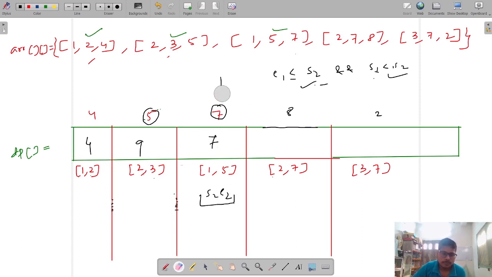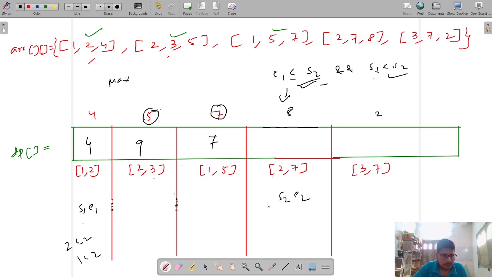Now let's solve this one. This is my S2 E2, this is my S1 E1. So 2 is less equal to 2, right? This condition is satisfied. 1 is less than 2, condition satisfied. So these two are non-overlapping, right? So I will create a max and put 4 here. It was initially 0, suppose. So when I get a non-overlapping interval on the left side corresponding to the element I am solving right now, I will put that element here. It was 0 initially, suppose I updated it to 4.